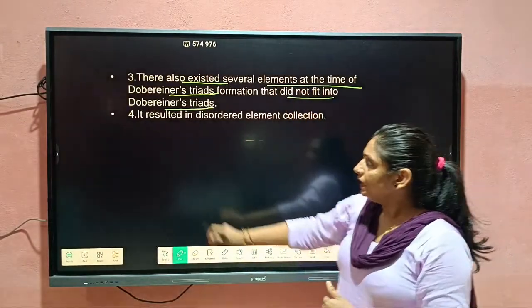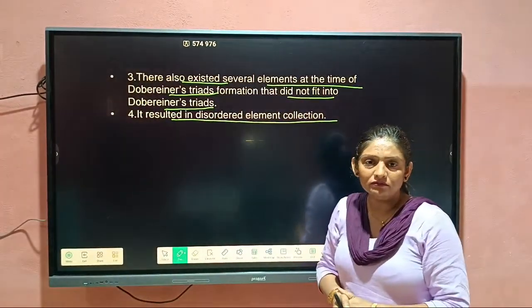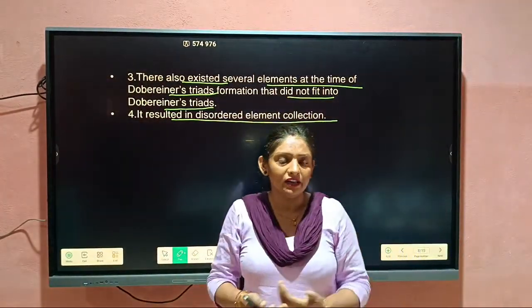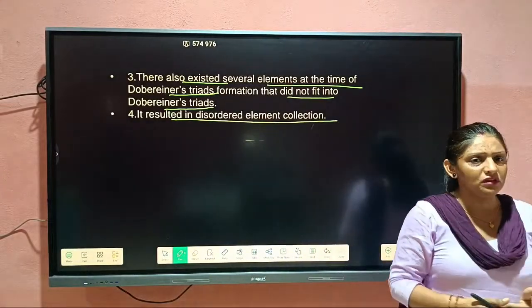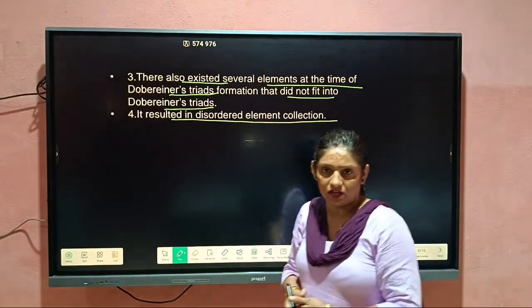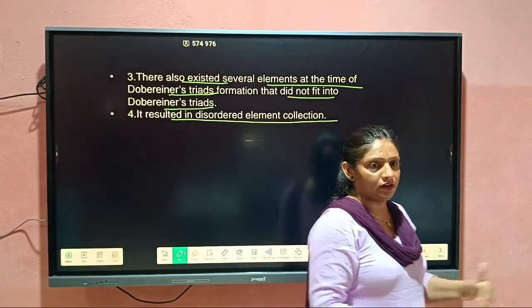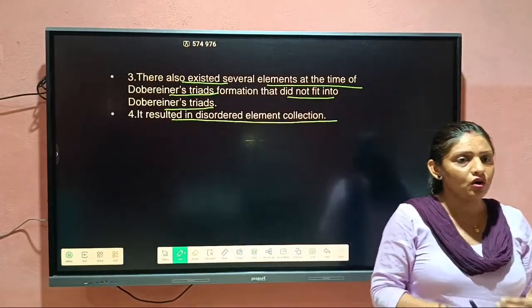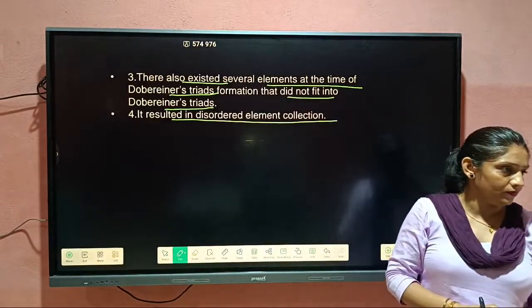Okay. Now, it resulted in disorder element collection. Some elements were arranged in disorder, means in irregular order they were arranged. All elements were not arranged in a regular pattern there. So this was also the limitation of Dobereiner triad law.